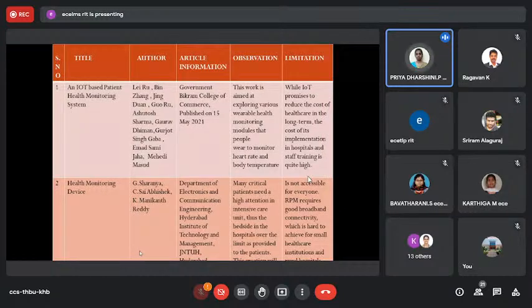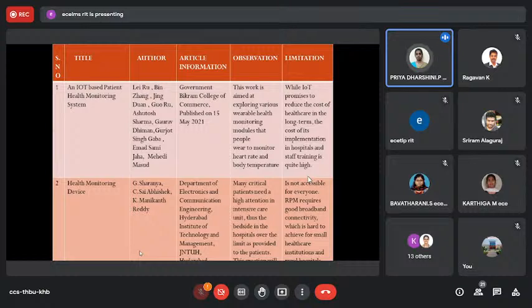These are the literature survey we have undergone for the establishment of the monitoring system. The first is the IoT-based patient health monitoring system. Continuous monitoring is being done here. It is like a wearable we can wear on our body. The limitation is that, since we are using IoT, it has a high cost. That is the only limitation we have.